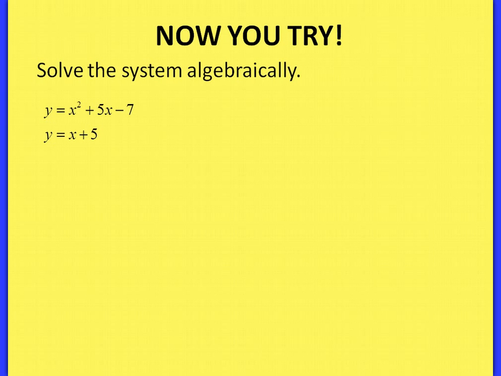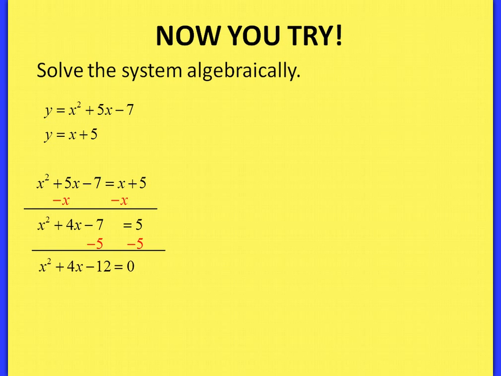Since they're both equal to y, we can set them equal to each other. We have x squared plus 5x minus 7 is equal to x plus 5. And again, we'll get everything over on one side, so it's equal to 0. So we subtract x, and that would give us x squared plus 4x minus 7 is equal to 5. And then we subtract the 5, so we have x squared plus 4x minus 12 being equal to 0. Once again, now we've got it equal to 0, we can solve this equation.